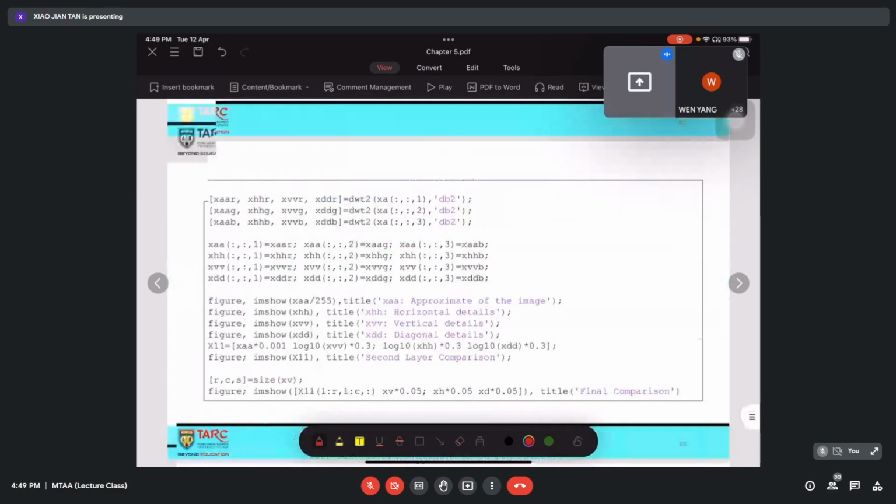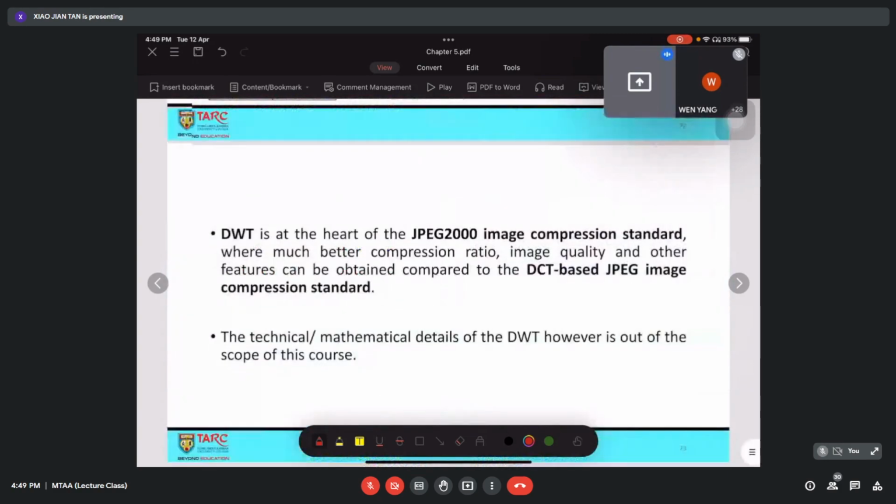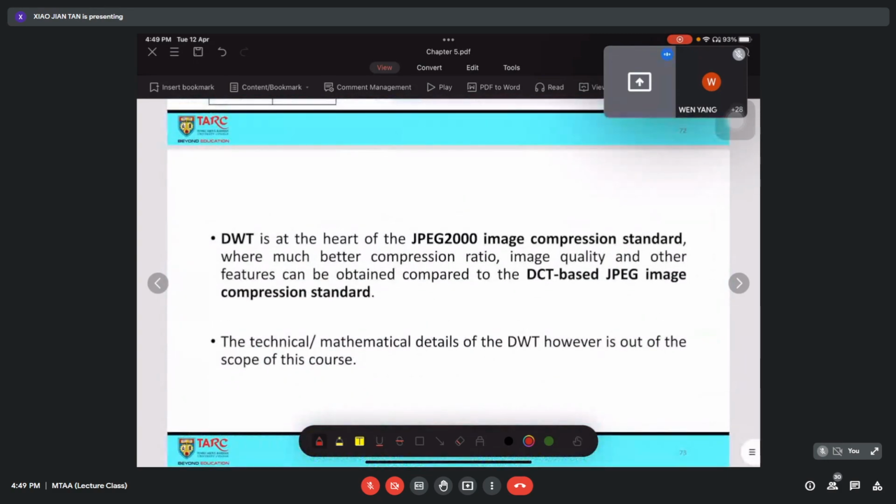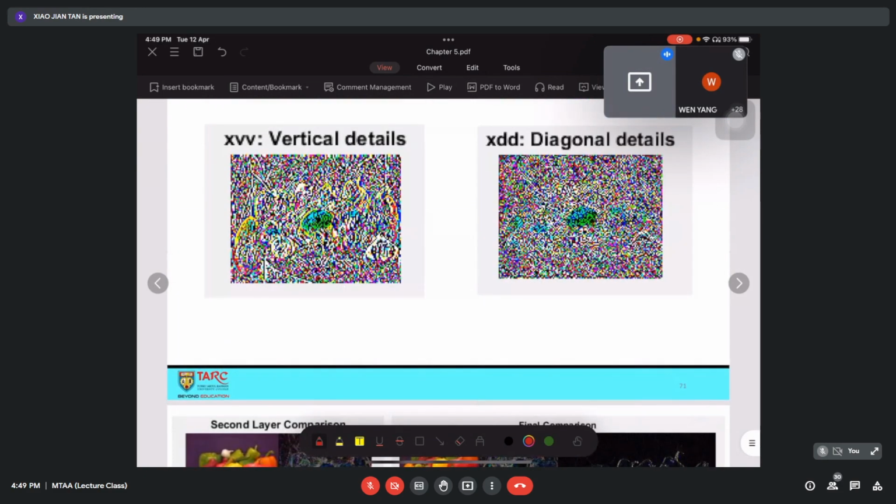So all these are just algorithms, and the DWT is the core or the heart of JPEG 2000. We will explain this one in the next chapter. Any questions for this chapter specifically?